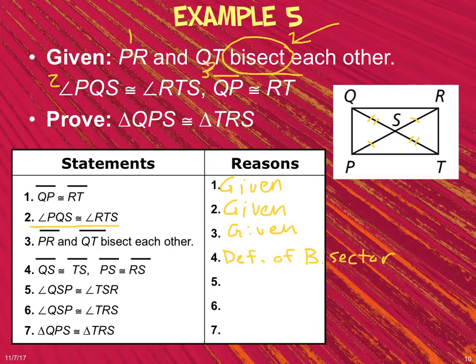Statement number 5 says angle QSP is congruent to TSR. So we have angle QSP, this angle, is congruent to TSR, this angle here. We know that these 2 angles are congruent because they are vertical angles. So for statement number 5, our reason is going to be the vertical angles theorem.